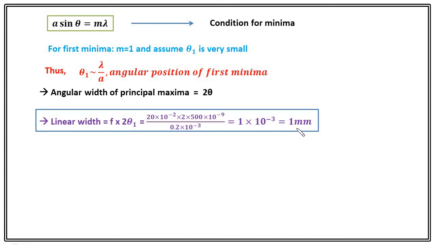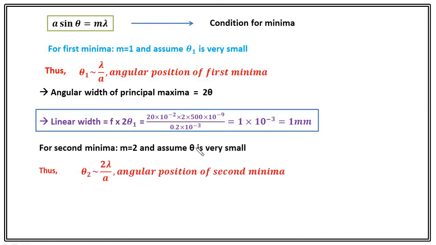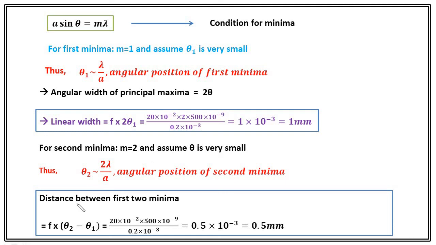And to find the second answer, that is the separation between the first two minima, for the second minima we can write m equals 2. Therefore, theta 2, the angular position of the second minima, is 2 lambda by a. Therefore, the angular separation between the first minima and second minima is theta 2 minus theta 1. Substitute it here to get the angular separation, then multiply with the focal length to get the linear separation, that is the distance between the first two minima. Just substitute theta 2, theta 1, f, and it works out to be 0.5 millimeter. The linear width of the principal maxima is 1 millimeter, and the linear distance between the first two minima is 0.5 millimeter. Okay. Now move to the third problem.